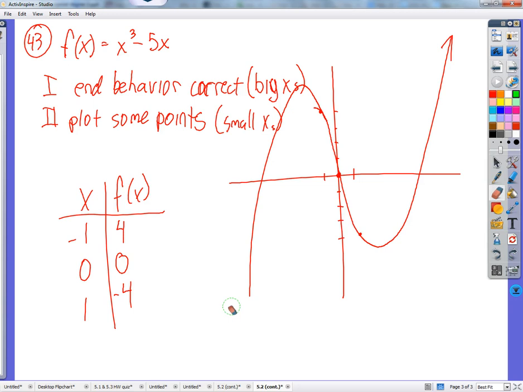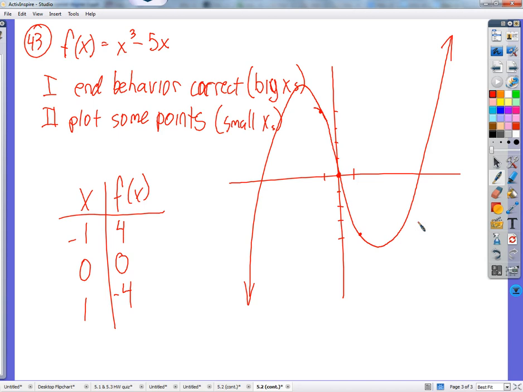There we go. We've got the end behavior correct. It's going up and to the right, down and to the left. And we've got these 3 points that we're going through. I can't ask for much better than that. The only way you can get better is if you were to plot more and more and more points.